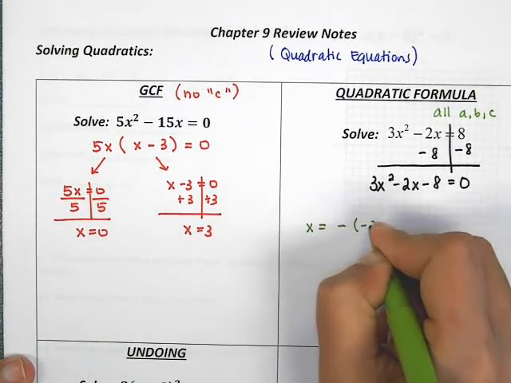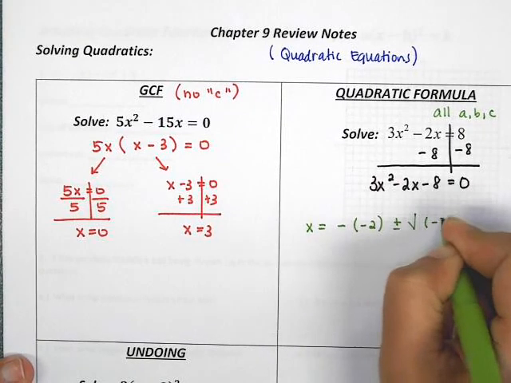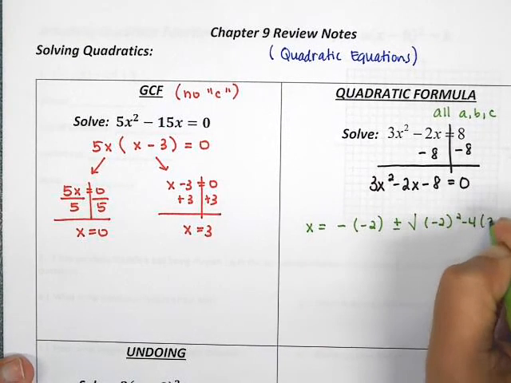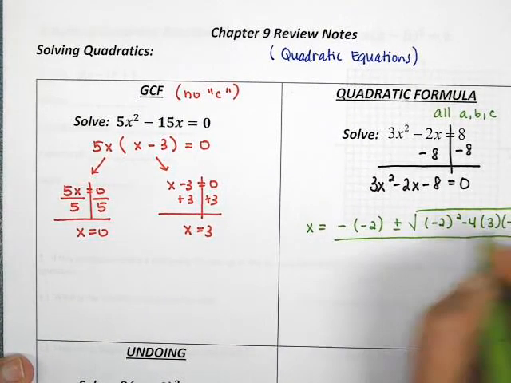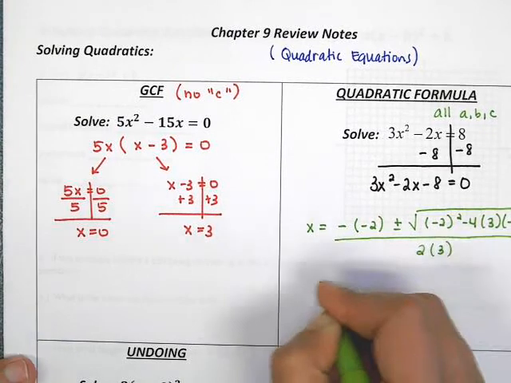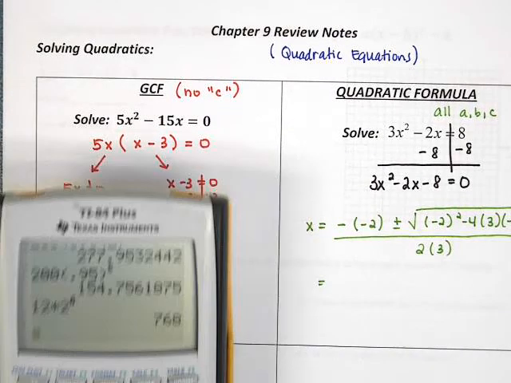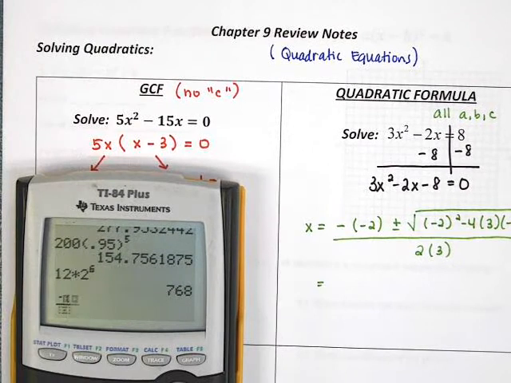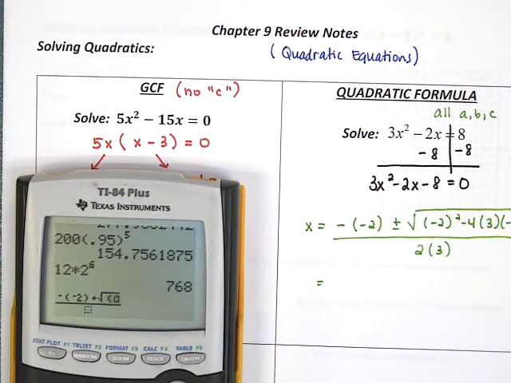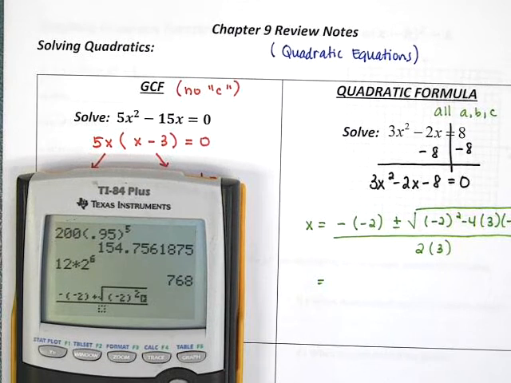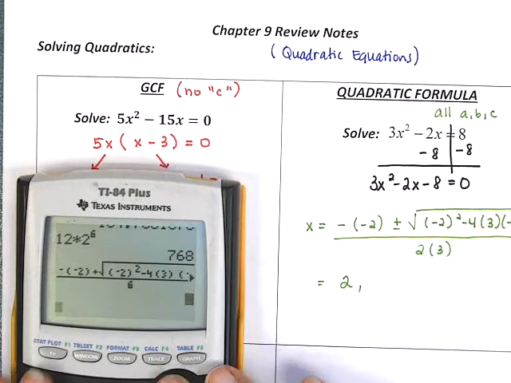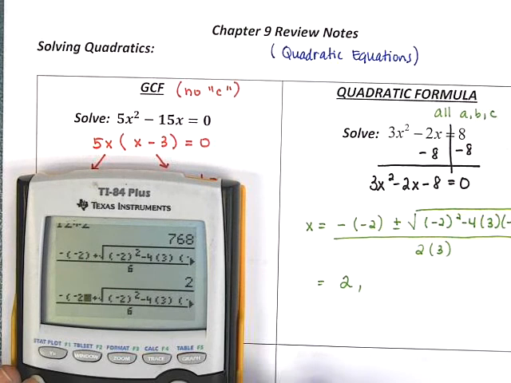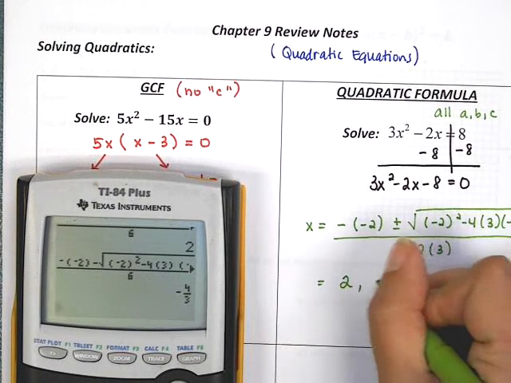So negative b plus or minus the square root of b squared minus 4 times 3 times negative 8 all over 2 times 3. If I type that into my calculator, I have negative 2 plus the square root of parentheses negative 2 squared minus 4 times 3 times negative 8 all over 6. So I get 2, and then I'm going to go back and change that to a minus, and I'm going to get negative 4/3.